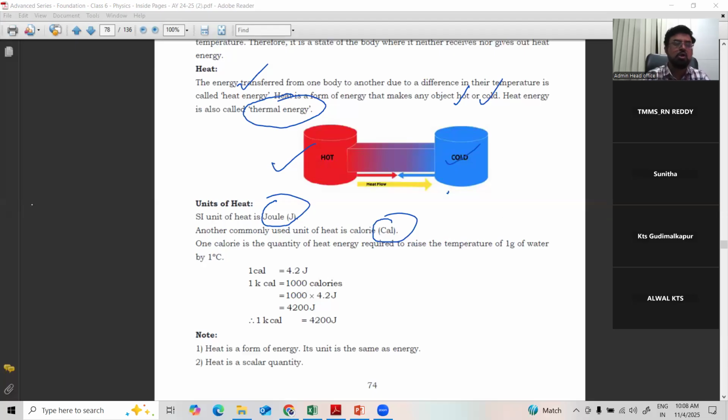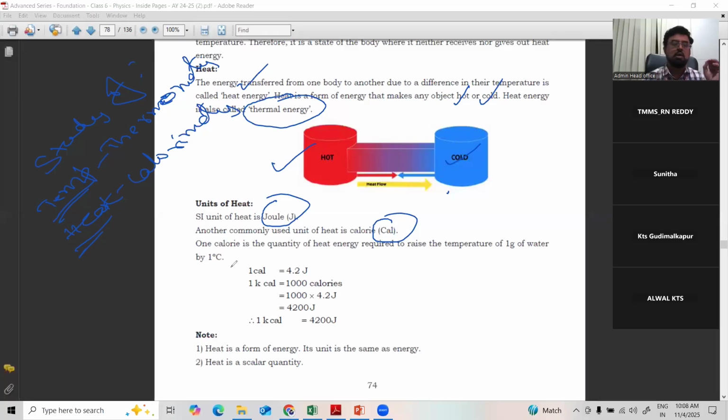The study of heat is called calorimetry. The study of temperature is thermometry. Very important point, you can note it down. The study of temperature, to know completely about temperature, how to measure temperature, how to raise the temperature, everything, comes under thermometry. At the same time, the study of heat is called calorimetry, because it is measured in calories.